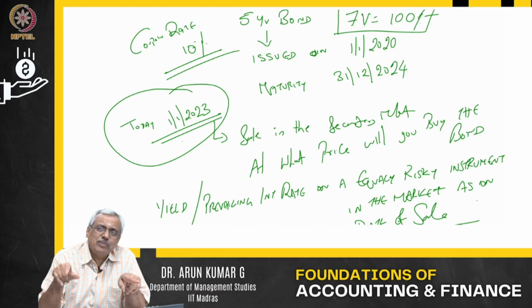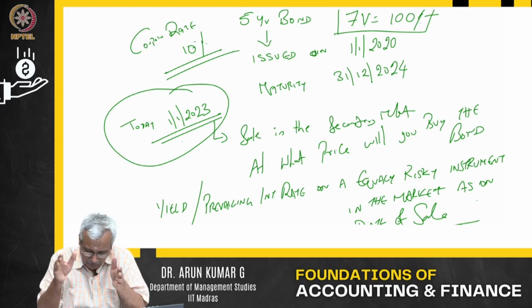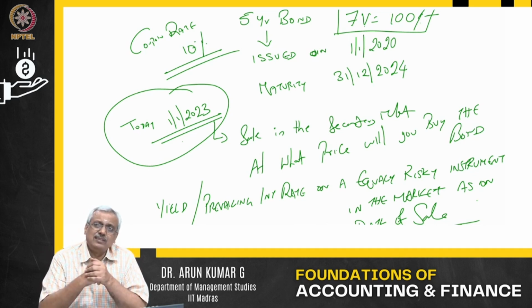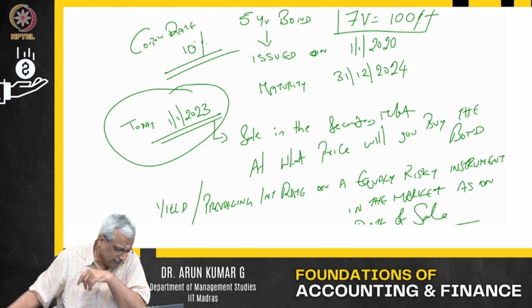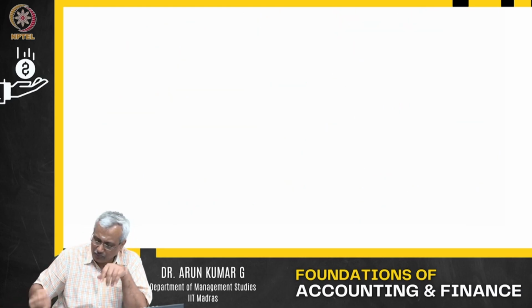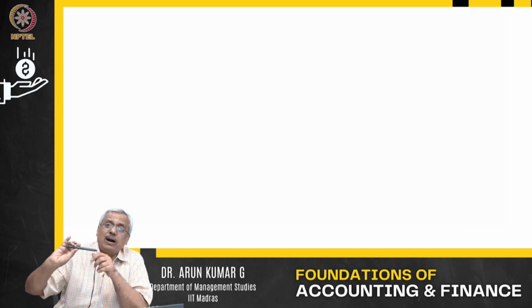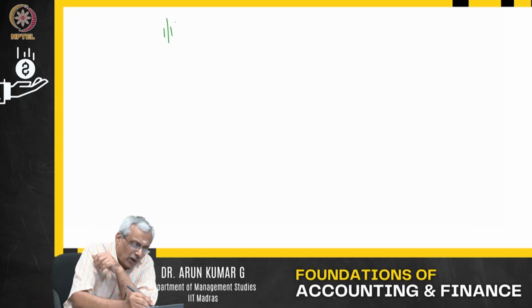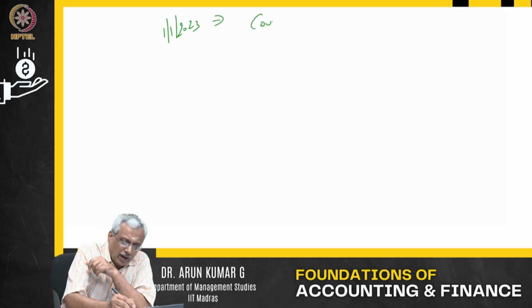Now, how will I decide between these 2? I will decide based on the prevailing interest rate. Supposing, when I go to the market, I have an option of buying a fresh, new bond directly from the government and so on. And let us say the new bond being issued on 1/1/2023 has a coupon of 12%.